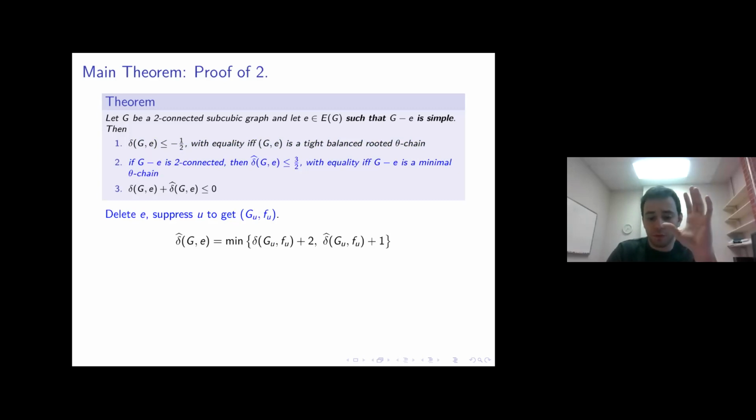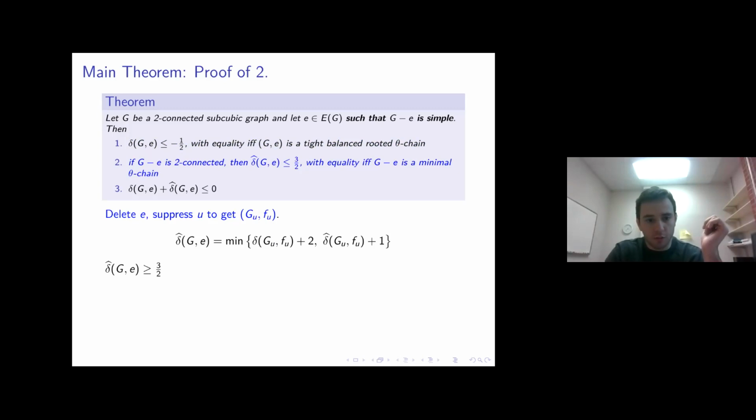If you do, then you have a savings of delta, but since we don't include the cycle in that delta, you have to add 2. And if you don't use that edge, then when you lift it up to an even cover of GE, you use an isolated vertex, and that has a cost of 1 in the excess.